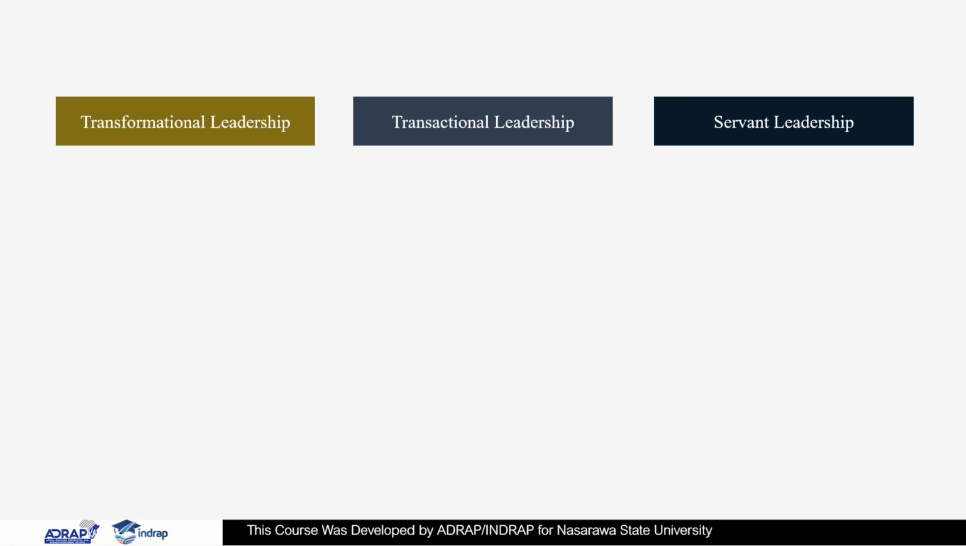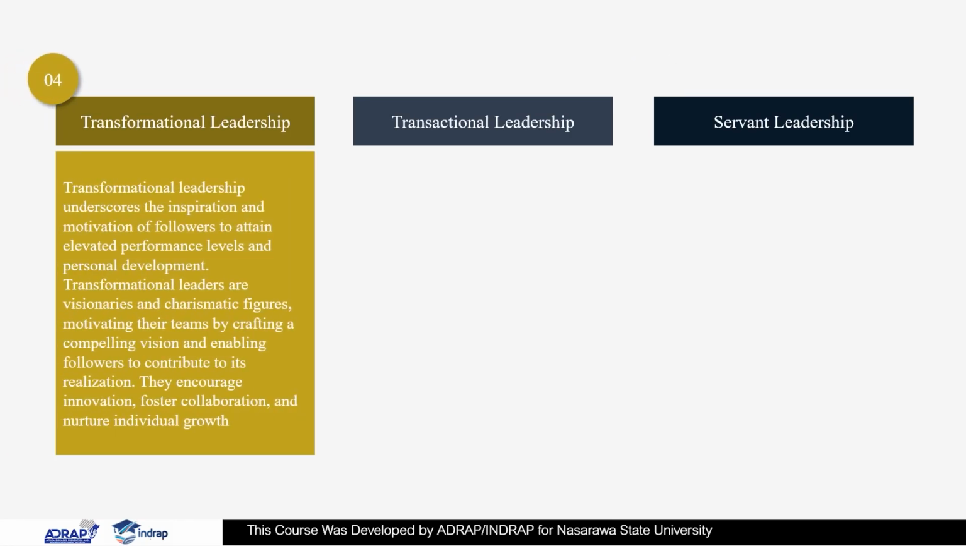Transformational leadership. Transformational leadership underscores the inspiration and motivation of followers to attain elevated performance levels and personal development. Transformational leaders are visionaries and charismatic figures, motivating their team members by crafting a compelling vision and enabling followers to contribute to its realization. They encourage innovation, foster collaboration, and nurture individual growth.